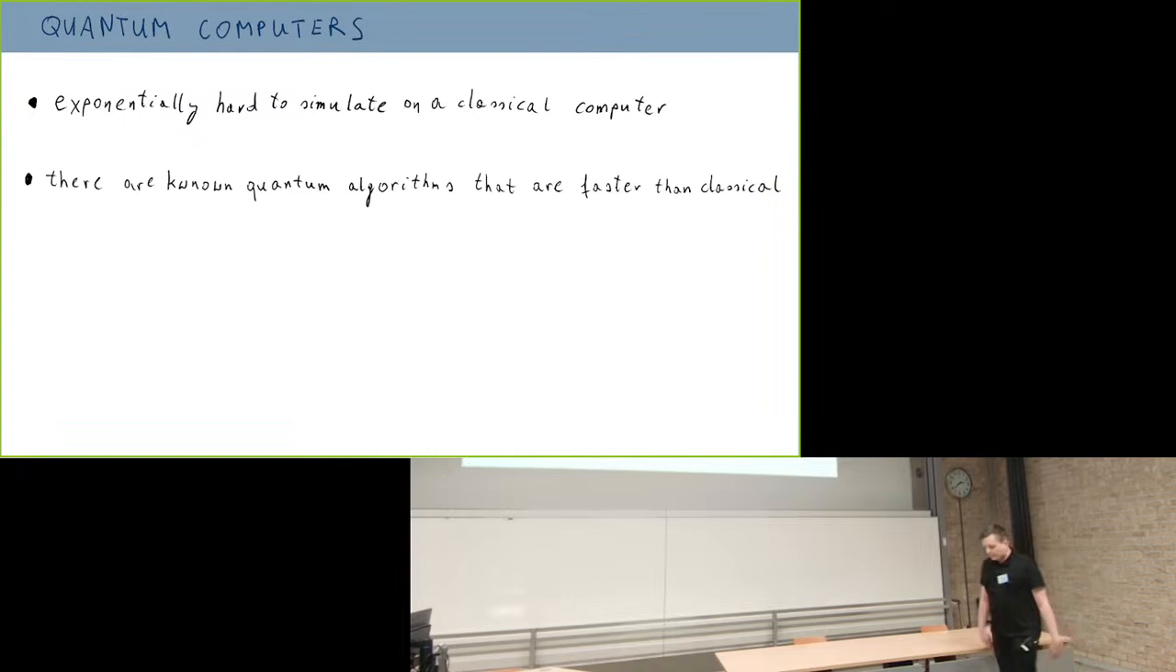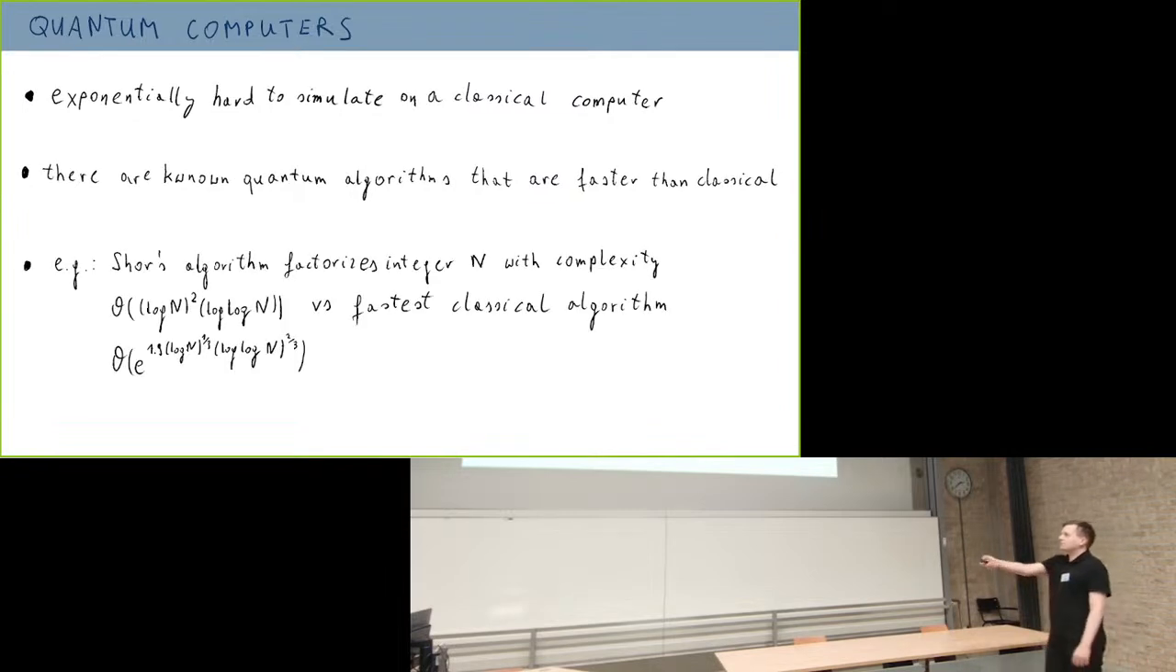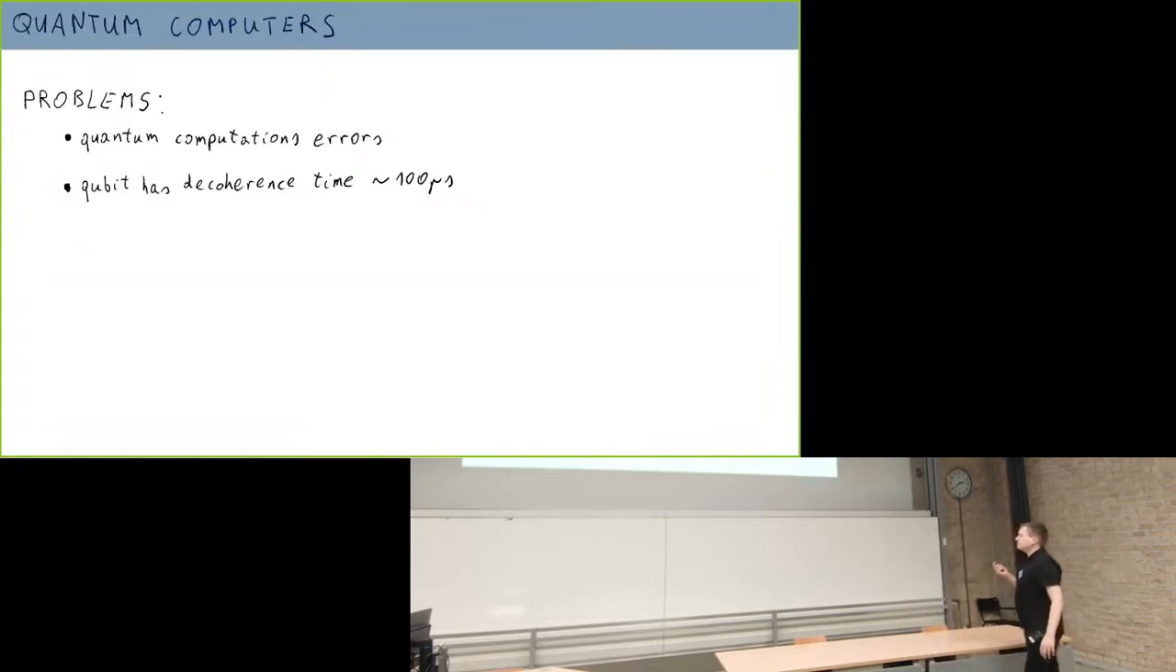And moreover, there are known quantum algorithms that are faster than classical ones. For example, Shor's algorithm, which factorizes integers and has logarithmic complexity versus the exponential complexity of classical algorithms. But there are some problems with quantum computers, namely, each gate applied on a quantum computer generates some errors, and qubits have very short decoherence time.